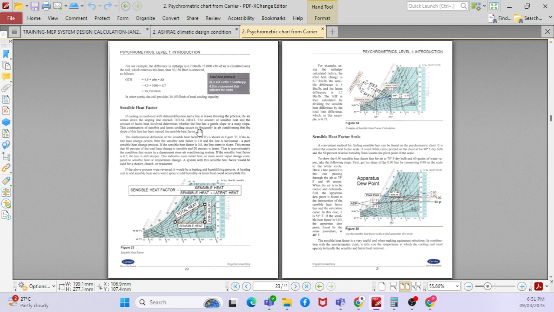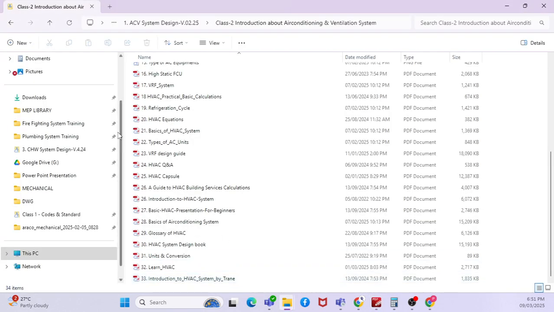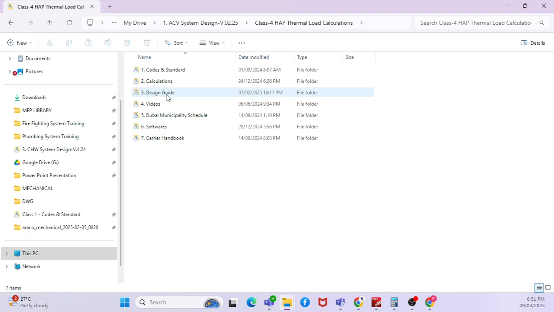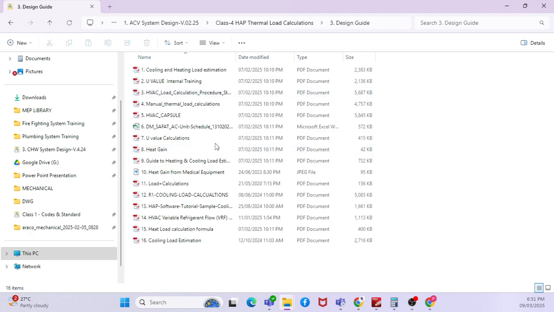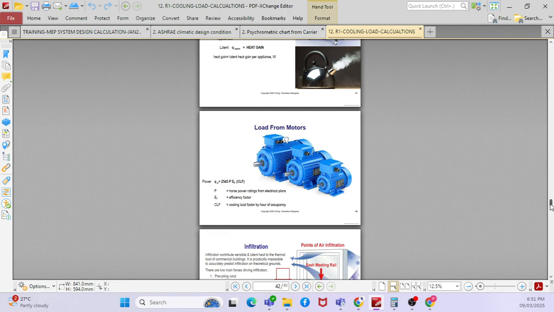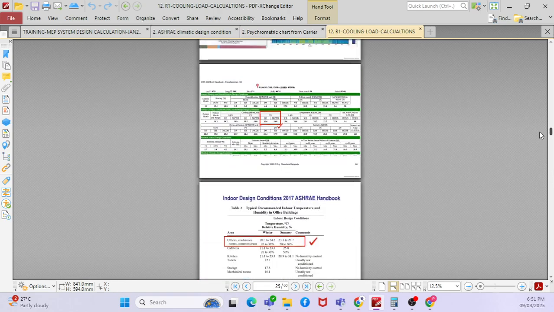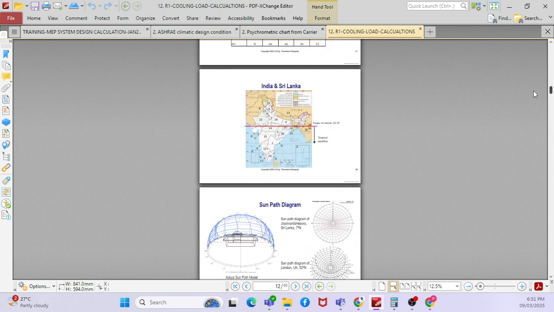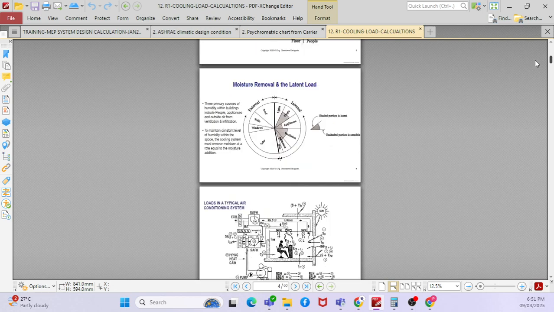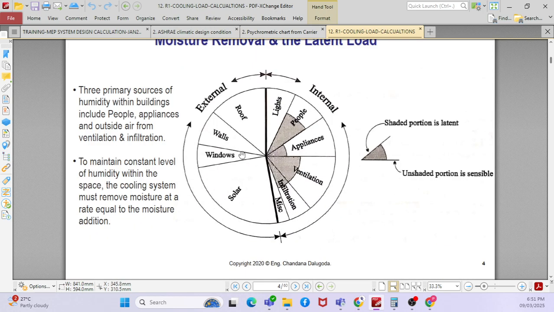Okay, and also I request you to study the thermal load calculation. Go to the design guideline and try to understand. This is the cooling load calculation. In the cooling load calculation, if you go to one of the pictures, can you see this type of picture here?